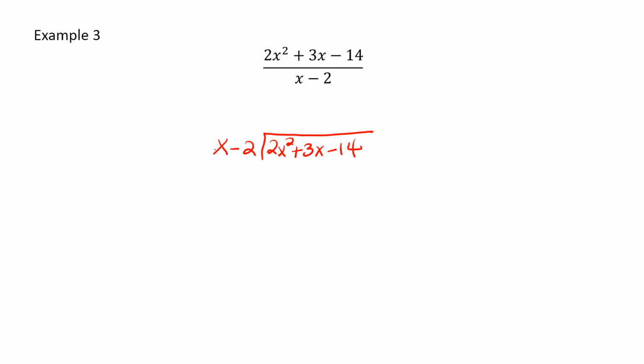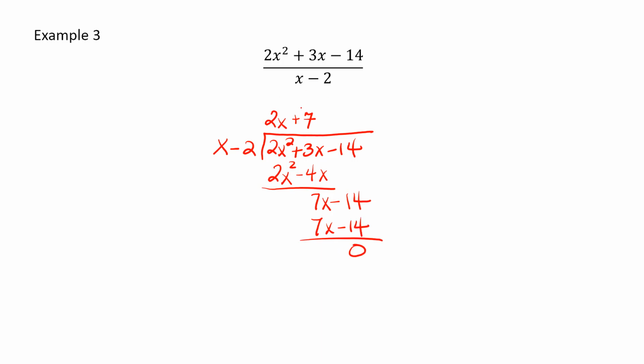Okay, so we divide x into 2x squared, goes 2x times. x times 2x is 2x squared. 2x times negative 2 is negative 4x. Subtract: 3x minus negative 4x is 7x. Bring down the 14. Divide again. x into 7x goes 7 times. And 7 times x minus 2 is 7x minus 14. So we get no remainder.